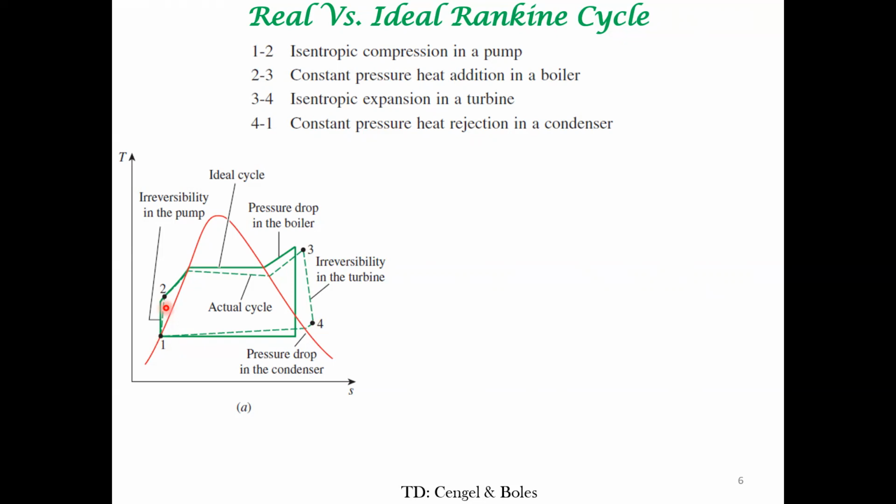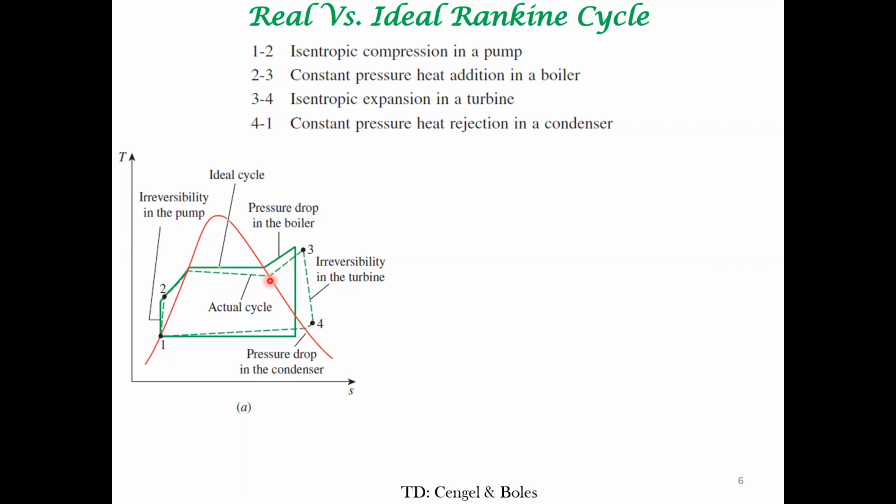real cycle. And then in 2, 3, you won't have a constant pressure heat addition in a boiler. Usually, when you have such a change, there are always some heat losses that occur. You can never avoid them, because you're operating at a reasonably high temperature, there are some additional heat losses and so on.